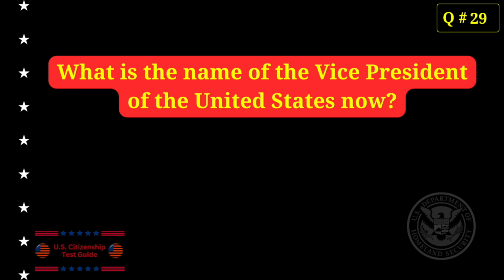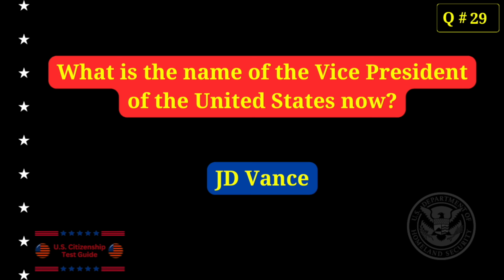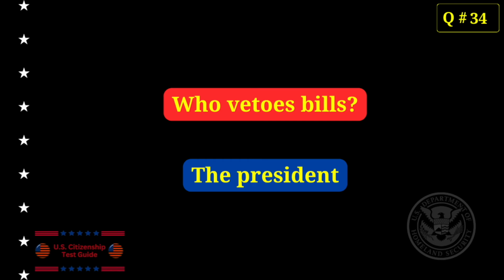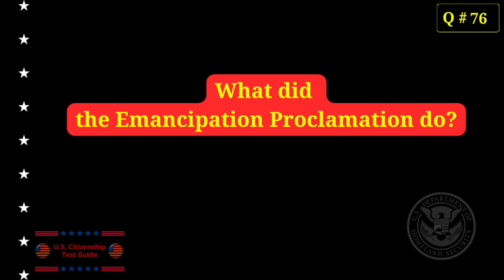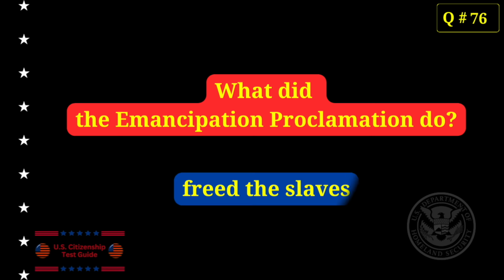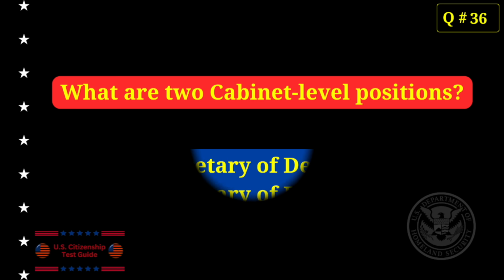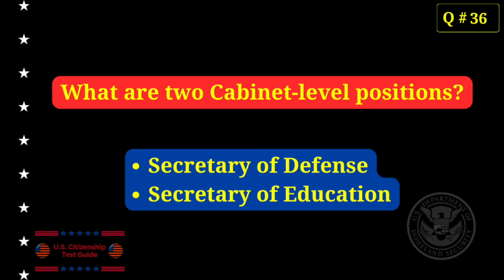What is the name of the Vice President of the United States now? J.D. Vance. Who vetoes bills? The President. What did the Emancipation Proclamation do? Freed the slaves. What are two cabinet-level positions? Secretary of Defense. Secretary of Education.